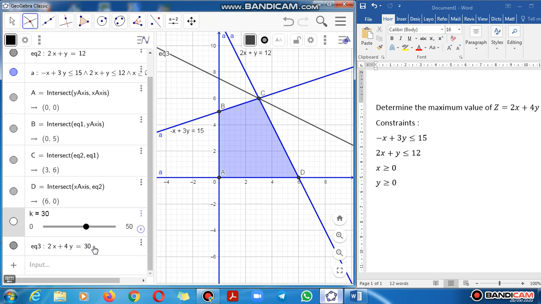So we can conclude that the maximum value of the objective function 2x plus 4y on this linear program is equal to 30 at the point C (3, 6). Or we can say that the maximum value of the objective function is equal to 30 at the point x equal to 3 and y equal to 6.